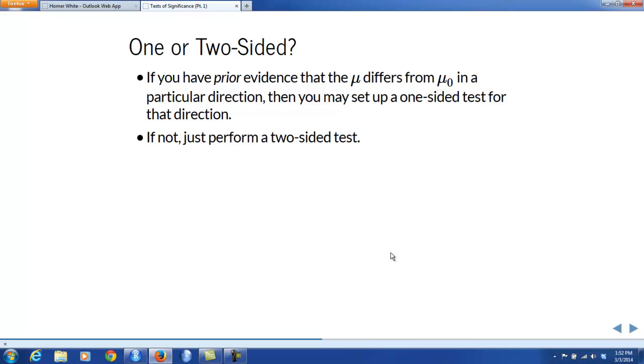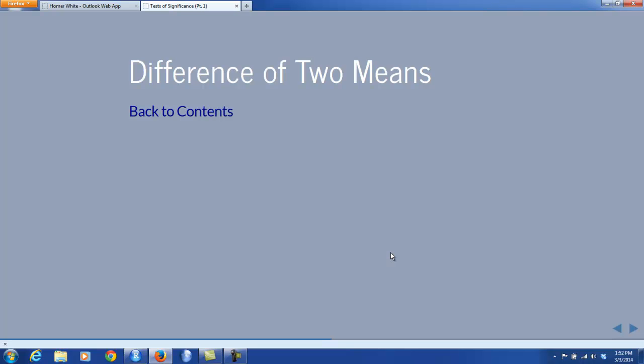But if you don't have that prior evidence, and you're just starting fresh, then a two-sided test is most appropriate because you don't have any prior impressions about whether the mu ought to be bigger than the mu naught or less than the mu naught. Let's now turn to tests about the difference of two population means.